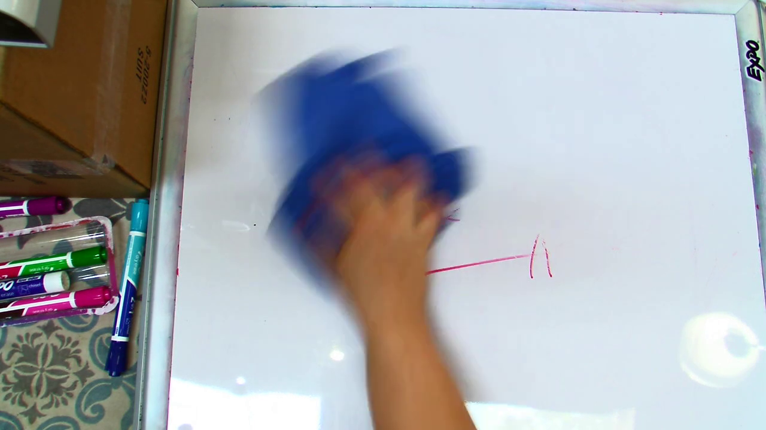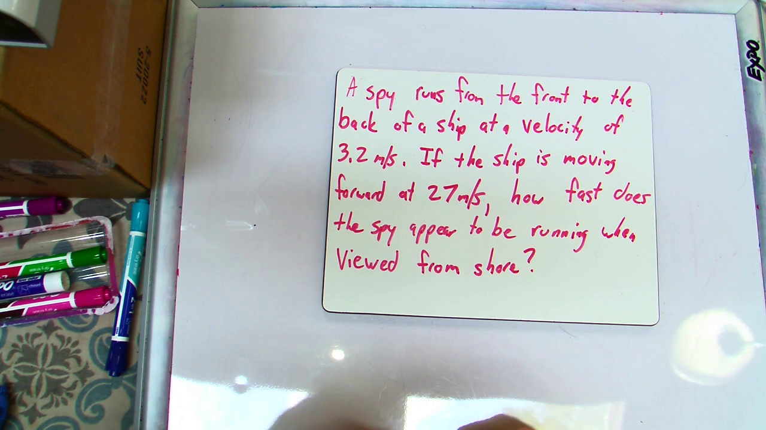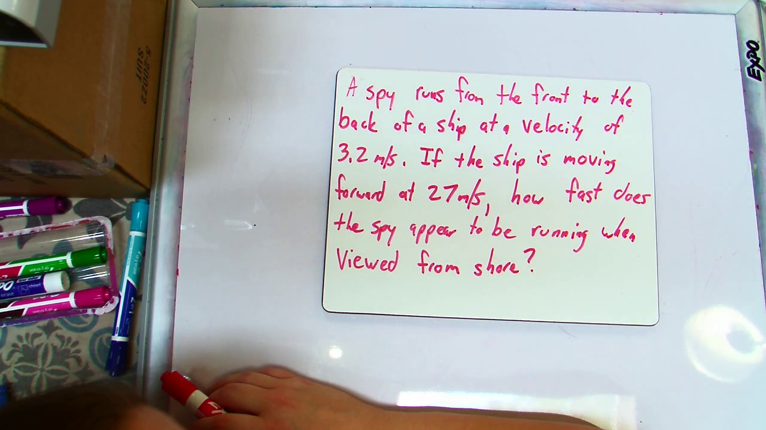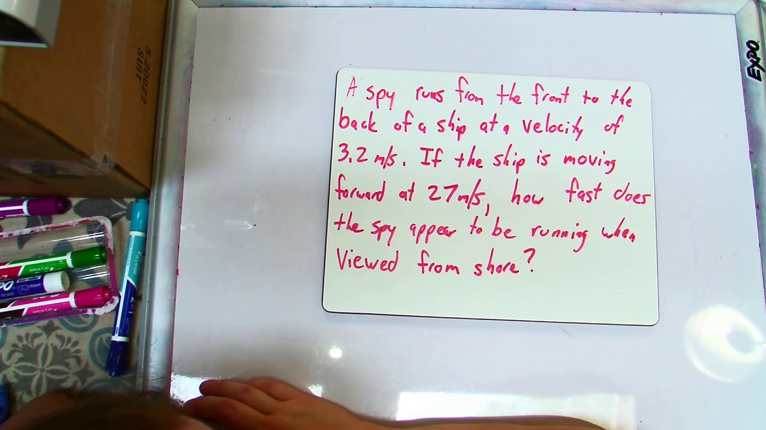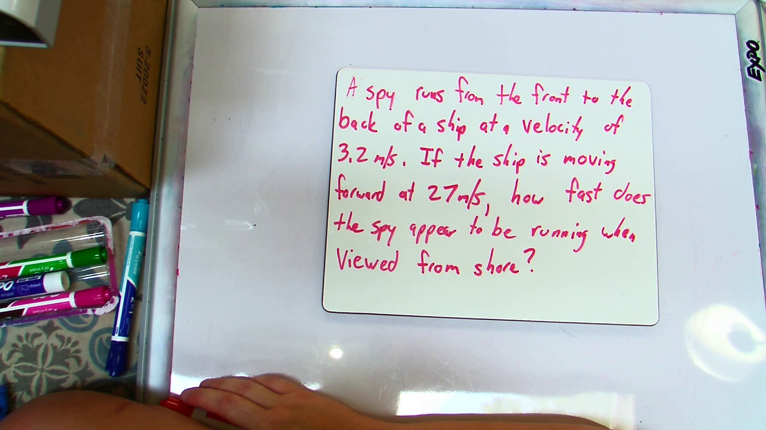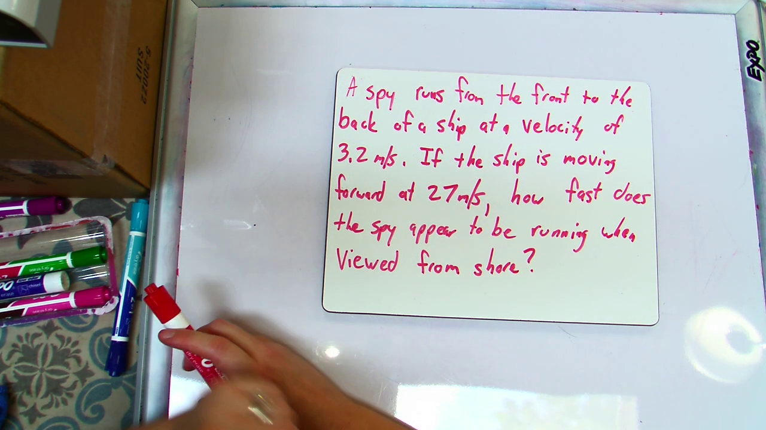So let's take a look at this, shall we? First problem. A spy runs from the front to the back of a ship at a velocity of 3.2 meters per second. If the ship is moving forward at 27 meters per second, how fast does the spy appear to be running when viewed from the shore?